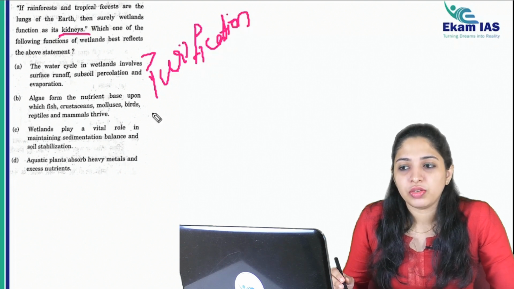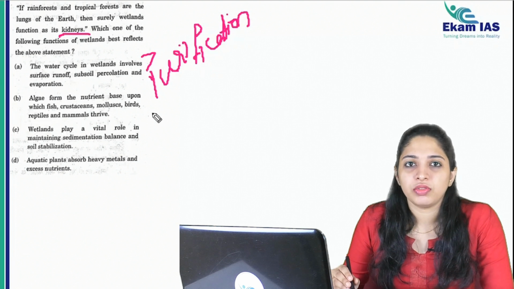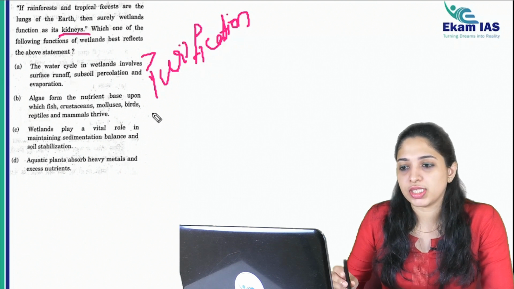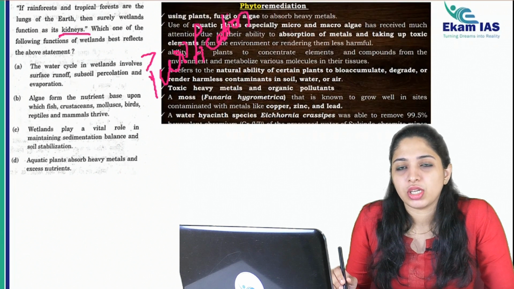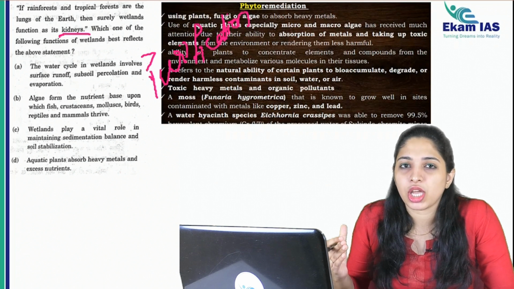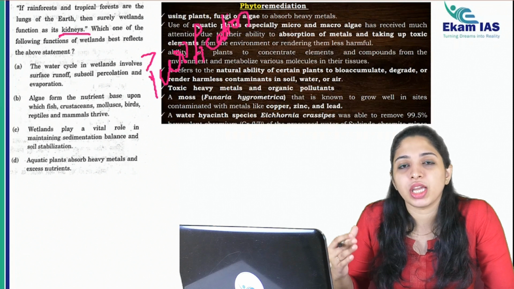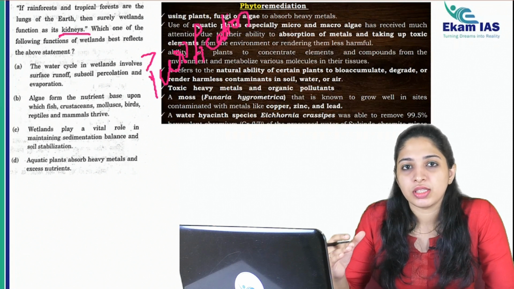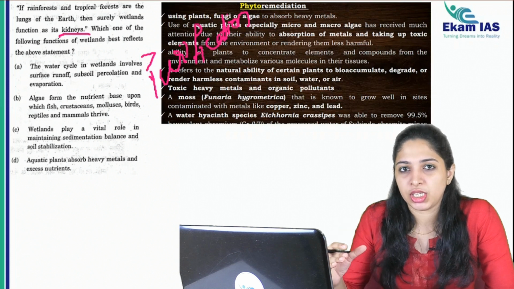By the term purification, if we link to the current affair, in current affair there was a topic called bioremediation and phytoremediation. What is it? Phytoremediation is the utilization of the potential of aquatic plants to absorb the toxic materials and heavy materials from the environment and rendering them harmless. This is what is termed as phytoremediation.